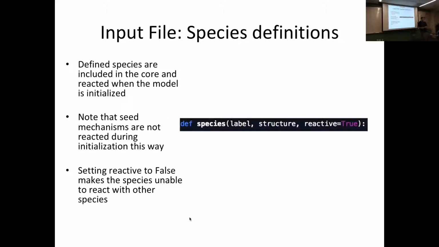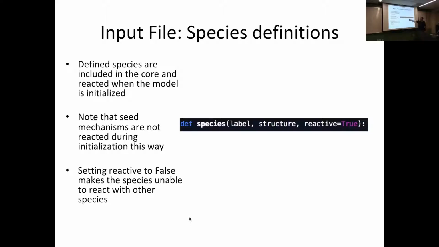Okay, so now the next part of the input file is species definitions, which are essentially just a label, some name for the species, and a structure, usually either a SMILES or an adjacency list. It can also be an InChI. And then this sets whether it's reactive or not, which lets you add nitrogen as an entirely inert species without having to worry about nitrogen reactions.